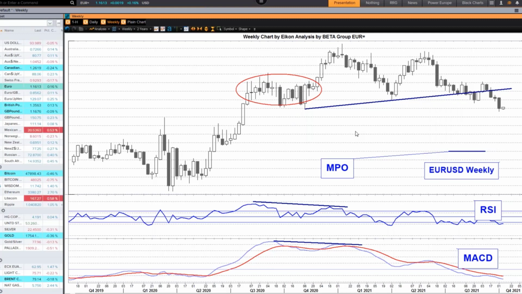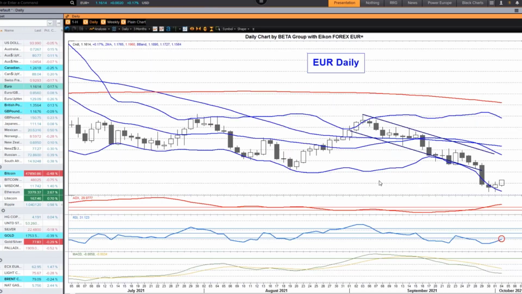It looks quite realistic. We pick up a lot of support, of course, at that point there, but the journey up here was very fast. So that means it's relatively easy, frictionless for the euro to move down here. The MACD is negative, so, you know, we are in this downtrend.